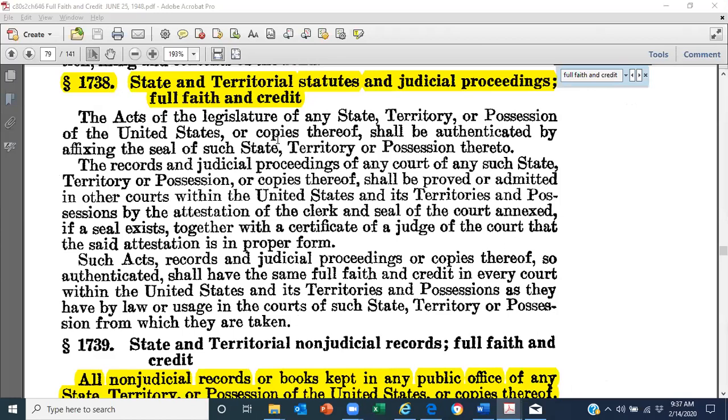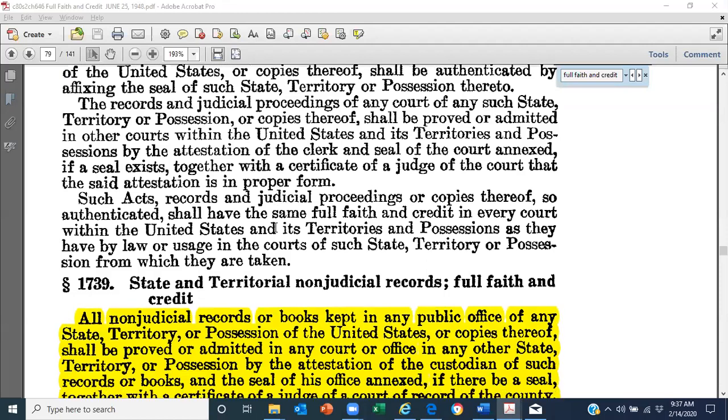The acts of the legislature of any state, territory, or possession of the United States, or copies thereof, shall be authenticated by affixing the seal of such state, territory, or possession thereto. You guys already know what that means. I'm going to continue to read. The records and judicial proceedings of any court of any such state, territory, or possession, or copies thereof, shall be proved or admitted in other courts within the United States and its territories and possessions by the attestation of the clerk and seal of the court annexed, if a seal exists, together with the certificate of a judge of the court that the said attestation is in proper form.